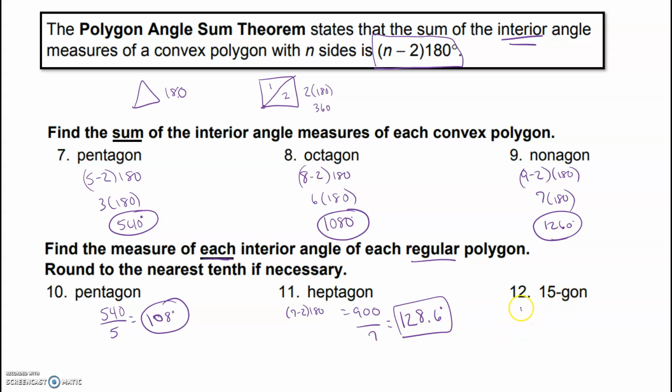And a 15-gon, so we're going to do it again. 15 minus 2 times 180. So 13 times 180 is 2,340. And we're going to split it between those 15 sides, 15 angles, and each one is going to get 156 degrees.